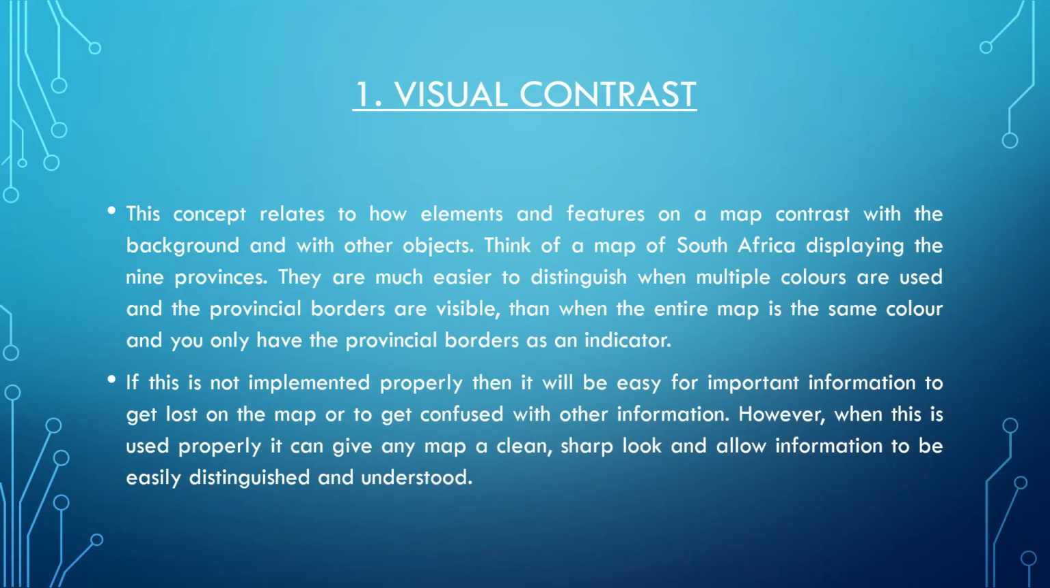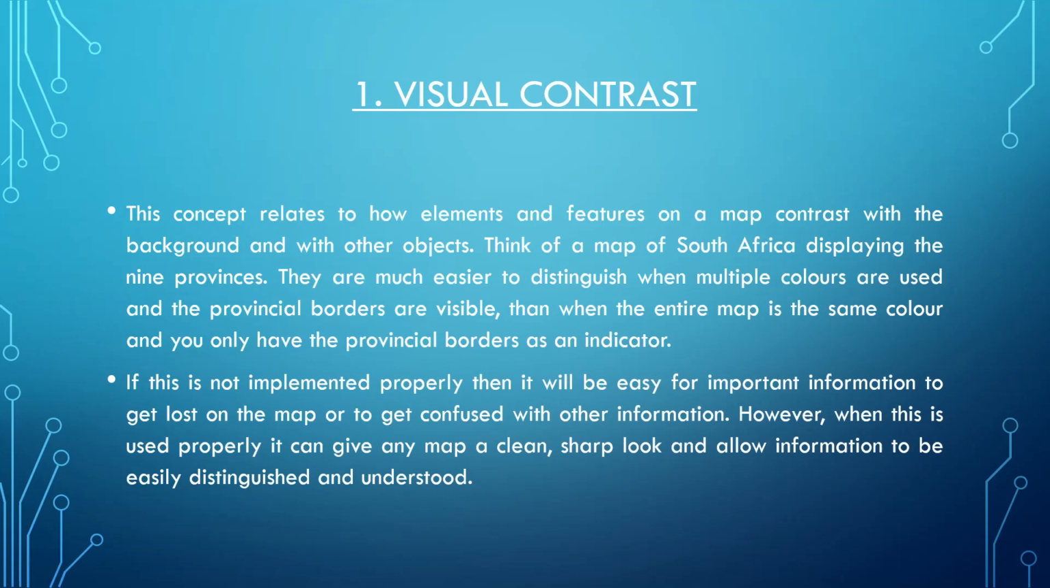Visual contrast. This concept relates to how elements and features on a map contrast with the background and with other objects. Think of a map of South Africa displaying the 9 provinces. They are much easier to distinguish when multiple colors are used and the provincial borders are visible, than when the entire map is the same color and you only have the provincial borders as an indicator.